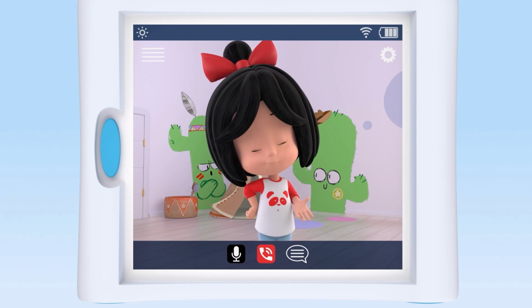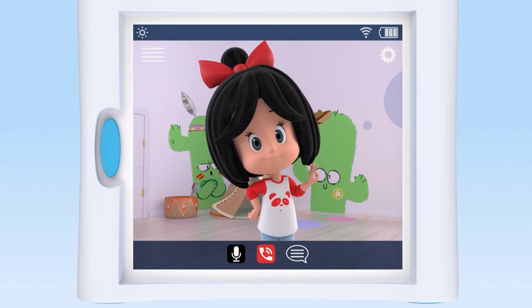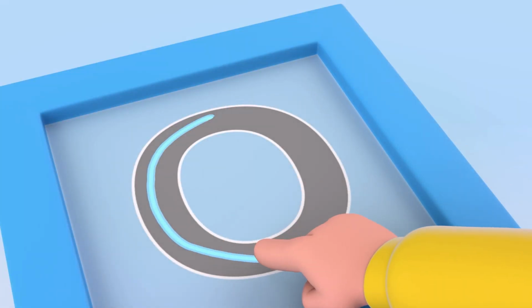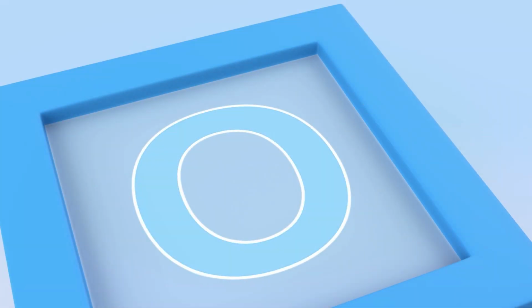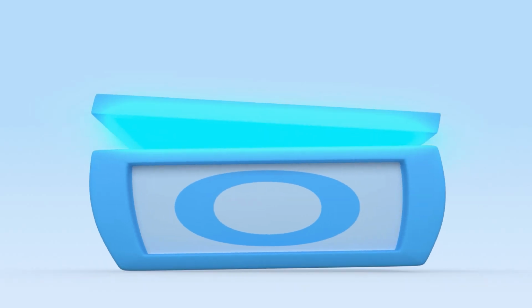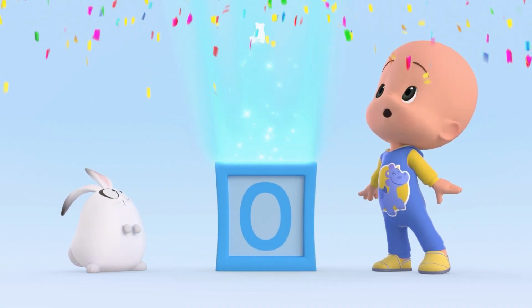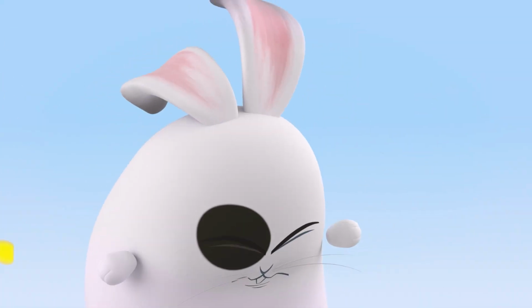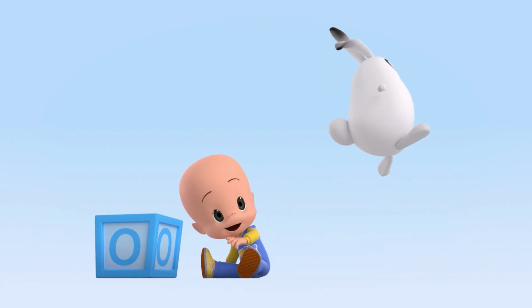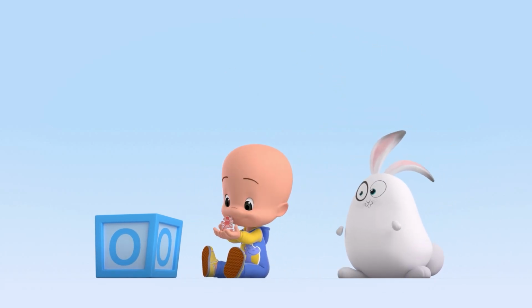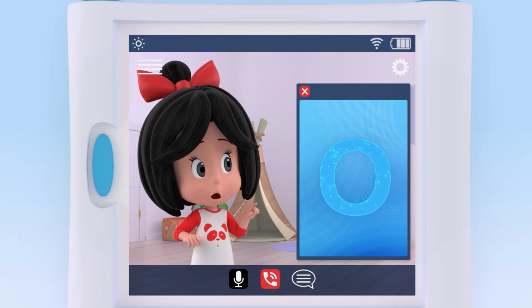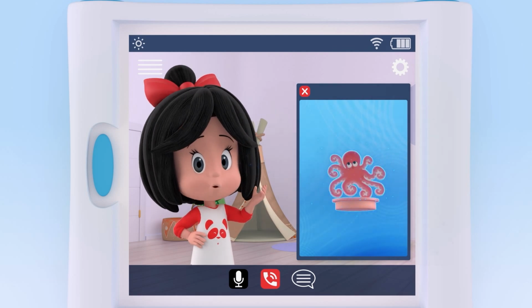Let's see. What animal begins with the vowel O? Wow. Octopus. Very good. O is for octopus.